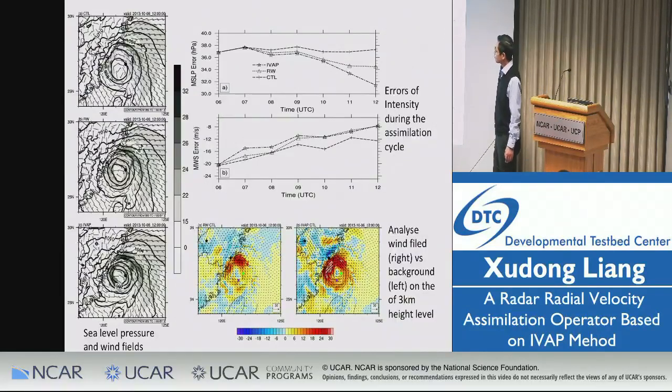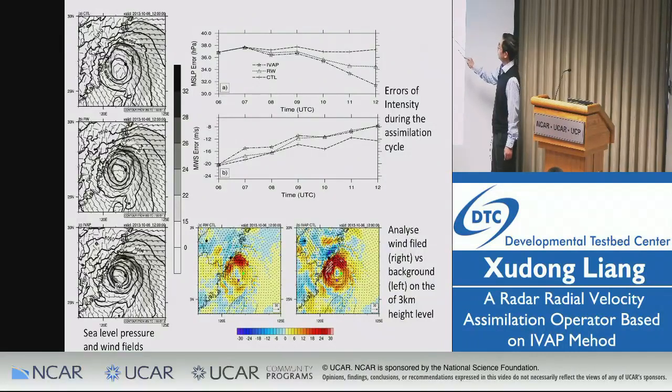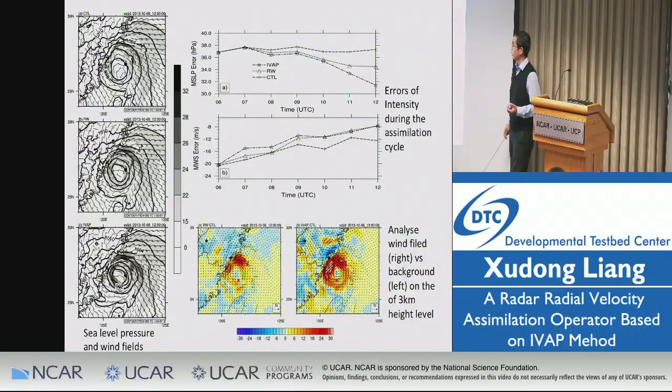This is the increment. We can say this is the background. This is a case of typhoon. And this is the background, and the assimilation using the traditional operator and the new operator. You can see the areas of the sea level pressure, the central sea level pressure, decreased using the new one. The traditional one also decreased, but using the new one gets a better result.